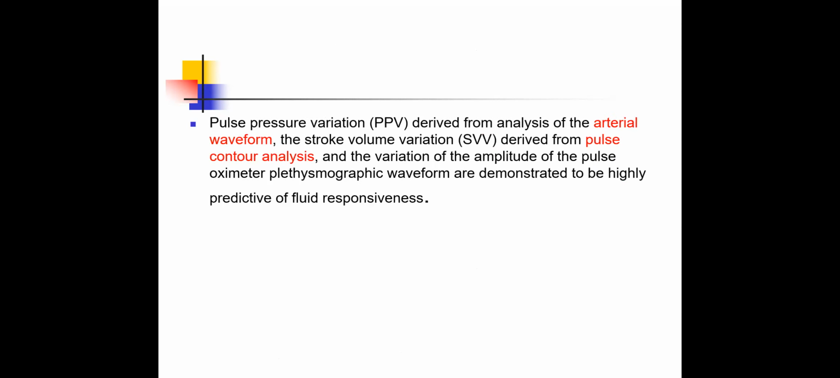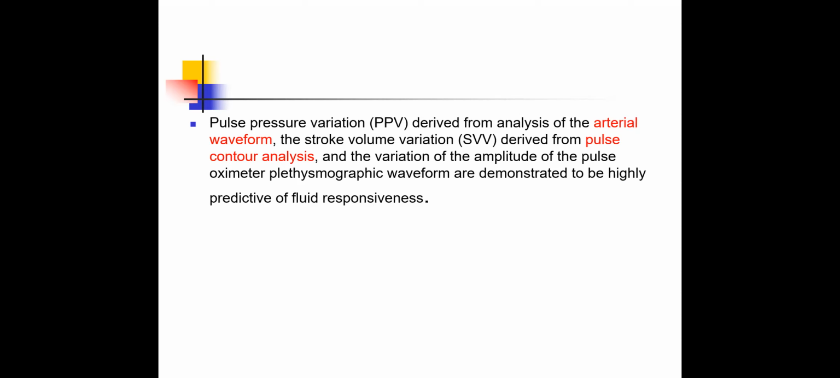So pulse pressure variation derived from analysis of the arterial waveform, stroke volume variation, which is derived from pulse contour analysis. Remember these terms. That's why I marked that in red. The technology is in red. The PPV uses the technology of arterial waveform, and the stroke volume variation uses the technology for pulse contour analysis, which we can get from the PICO monitors.